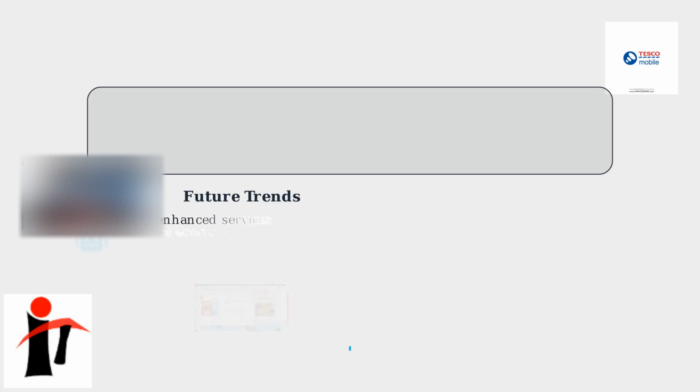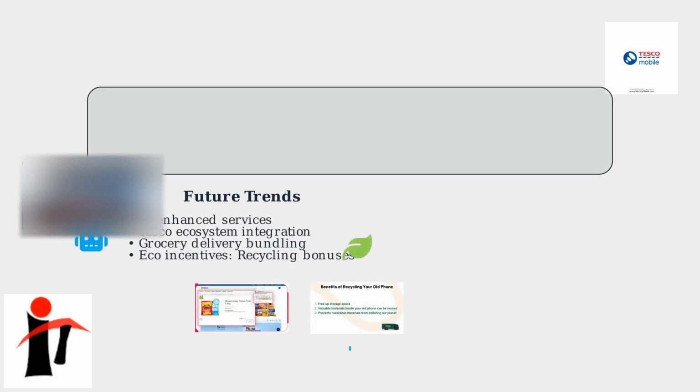Looking ahead, Tesco Mobile is adapting to trends like personalized, AI-enhanced services. Expect potential integration with the Tesco ecosystem, such as bundling data with grocery deliveries. Keep an eye out for eco-friendly incentives, like data bonuses for recycling old phones.